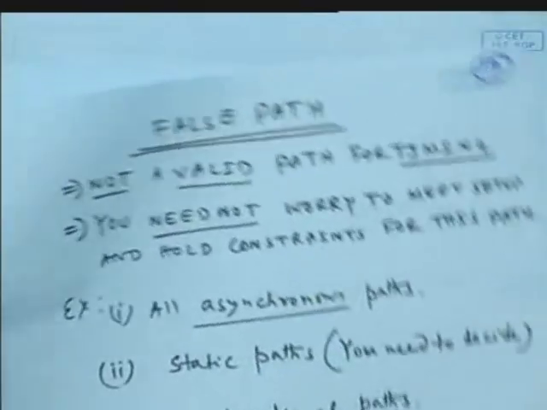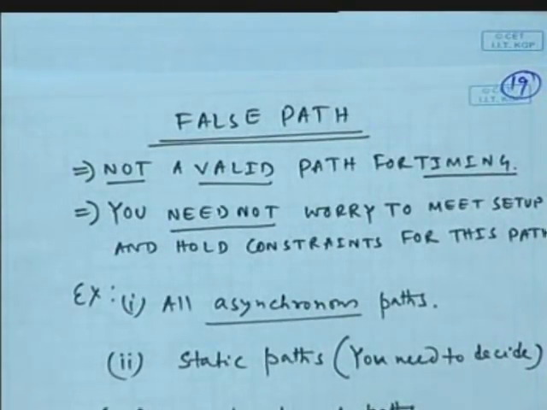Okay. So what is false path? I first discuss about false path. This is another interview question. False path means, false means what? It's not a valid path. Valid path for what? Validity in terms of what? Validity in terms of timing optimization. You do not need to worry about that path timing. Is it meeting or not? Okay. So, is that clear? The definition of false path: it's a path for which you need not worry about its timing, constraint meeting and all. You do not need to worry about the timing of that path.